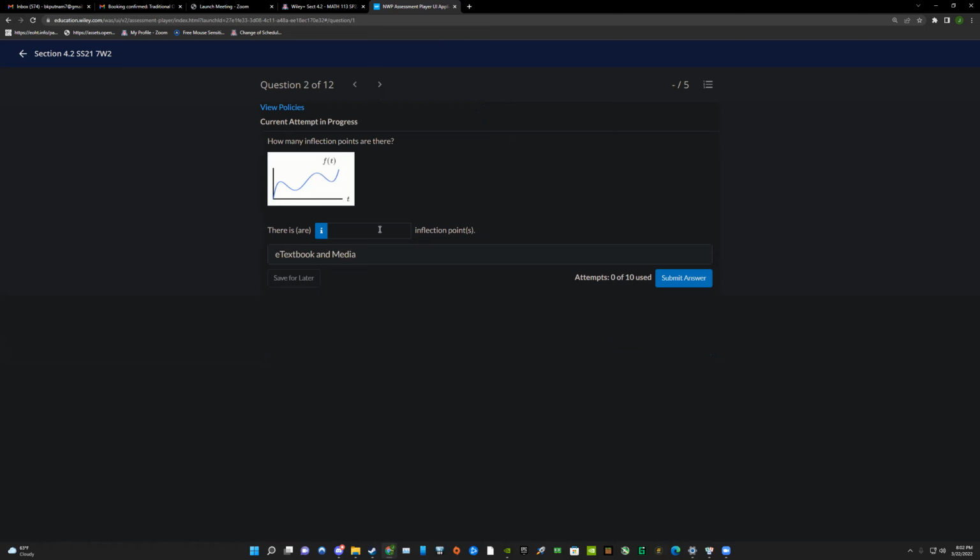One. So I'm seeing between the max and the min, there's one in the middle. And then there's one again between the min and the max, and then another one between the max and the min. So 1, 2, I see 3.